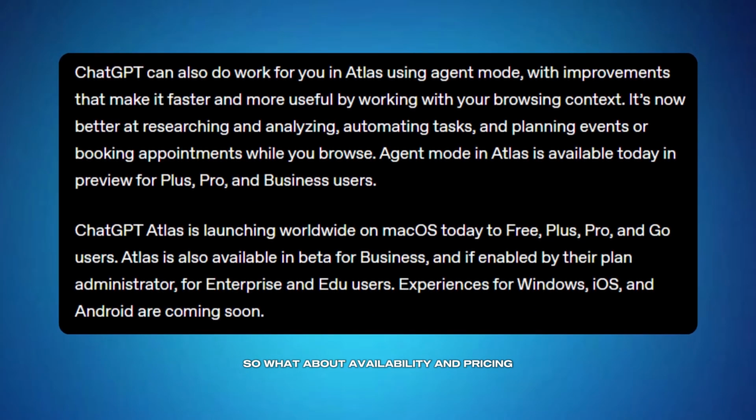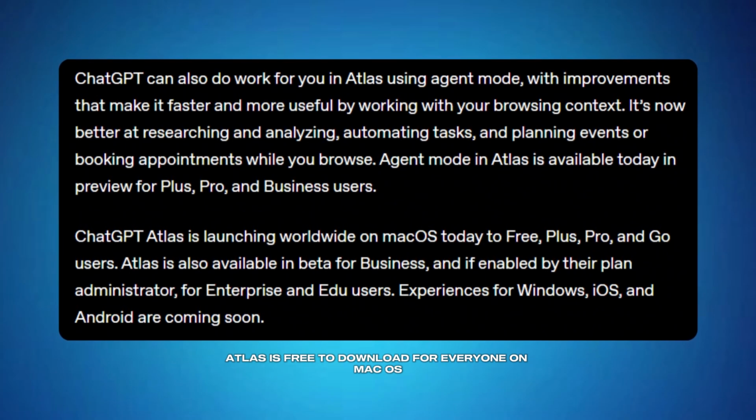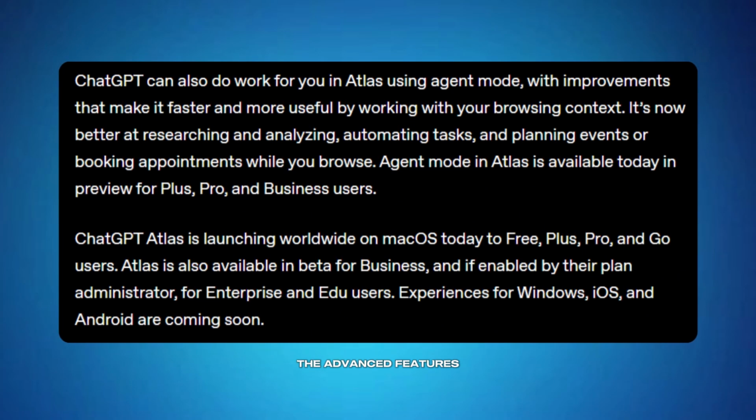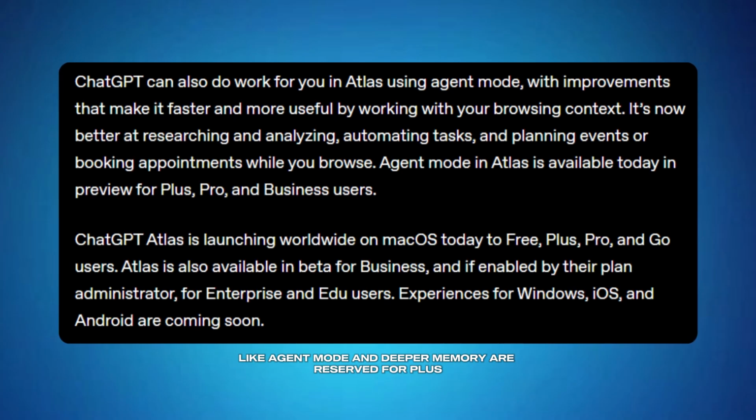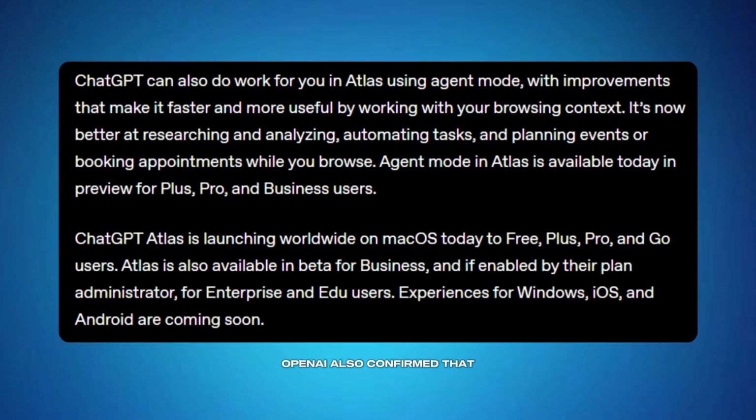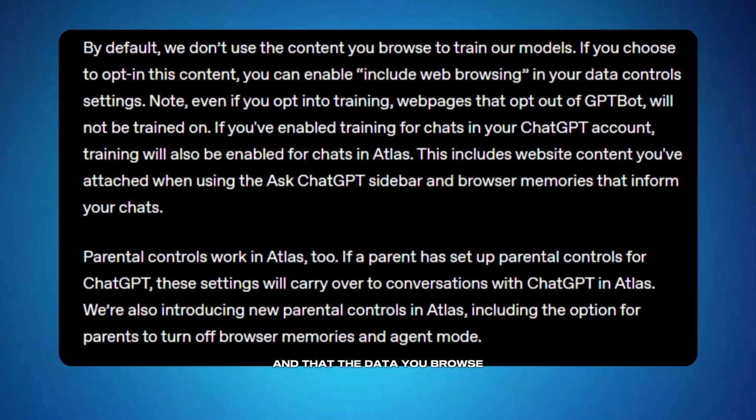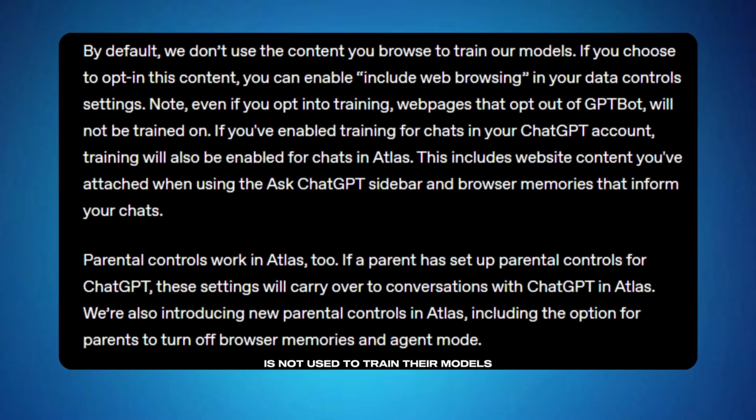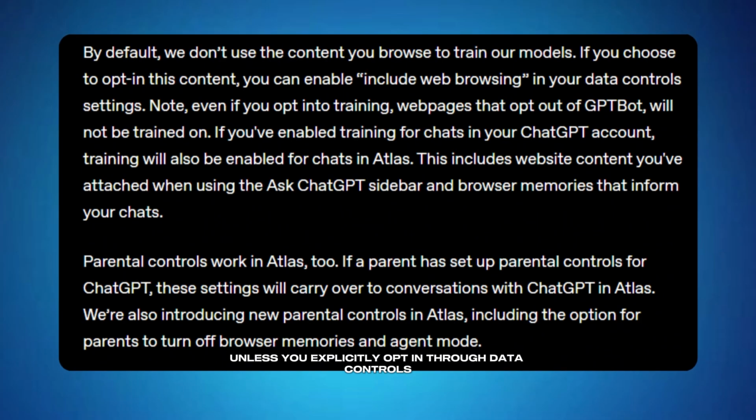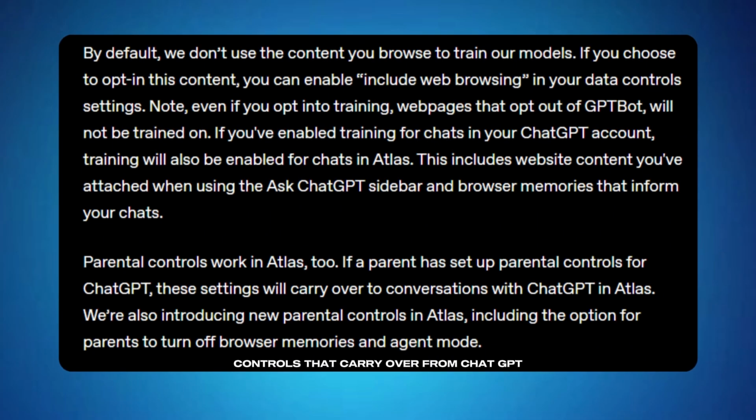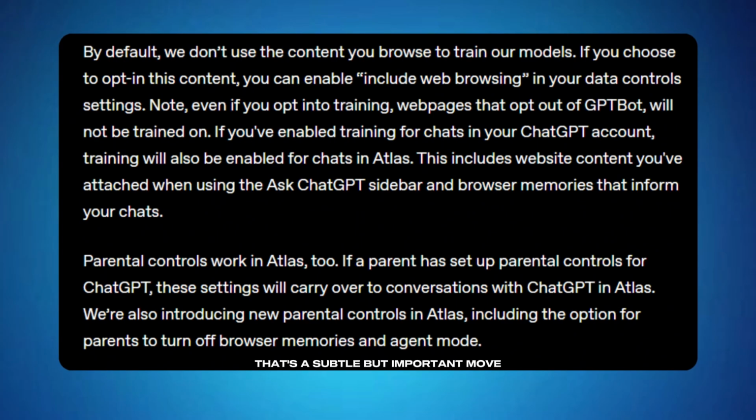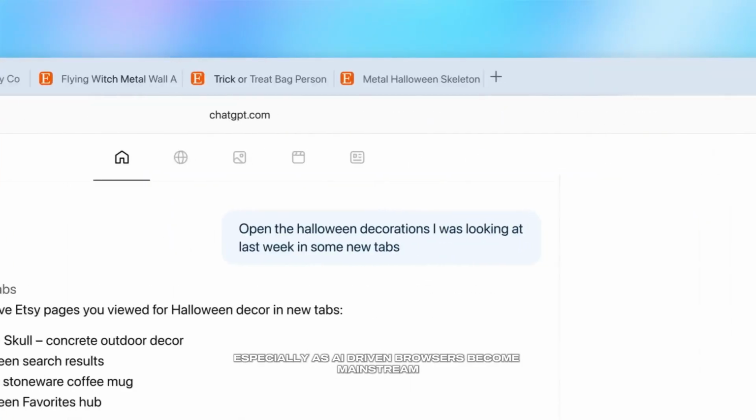So what about availability and pricing? Right now, Atlas is free to download for everyone on macOS. The advanced features, like agent mode and deeper memory, are reserved for Plus, Pro, and Business plans, with enterprise and education support coming later. OpenAI also confirmed that browser memories are off by default and that the data you browse is not used to train their models unless you explicitly opt in through data controls. Parents can even set parental controls that carry over from ChatGPT, including turning off memories or disabling agent mode entirely. That's a subtle but important move, especially as AI-driven browsers become mainstream.